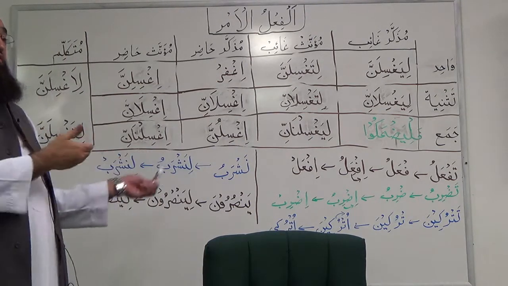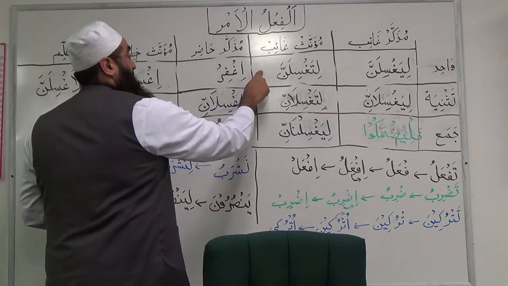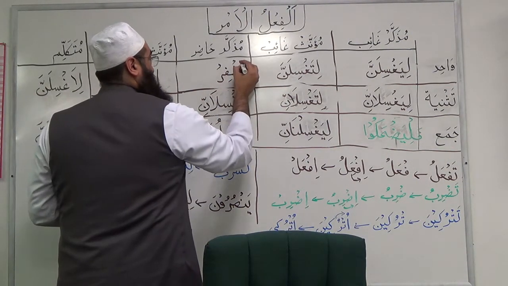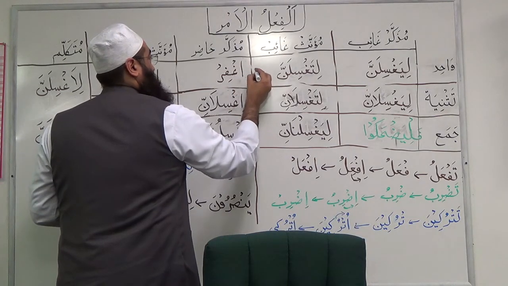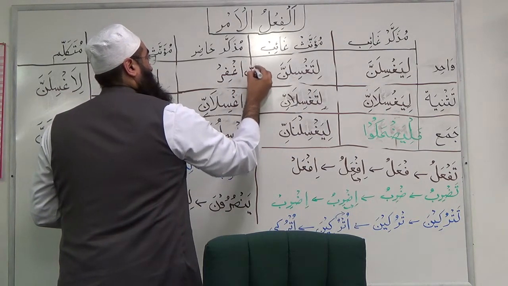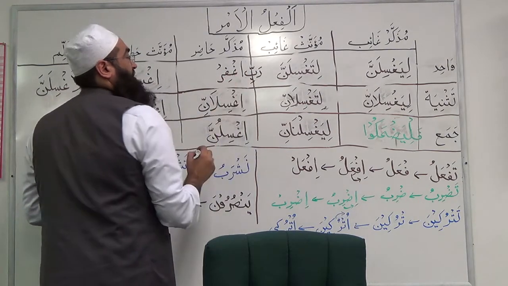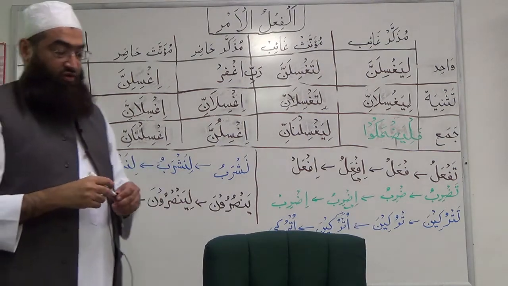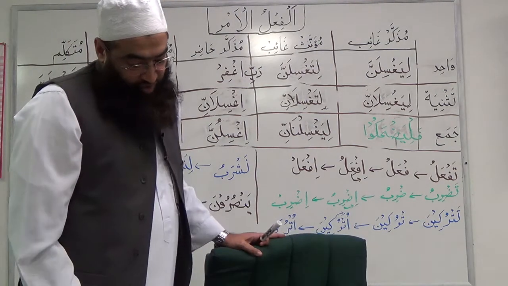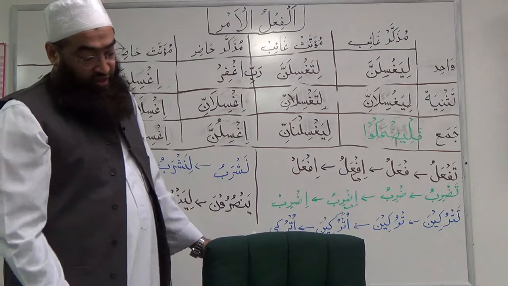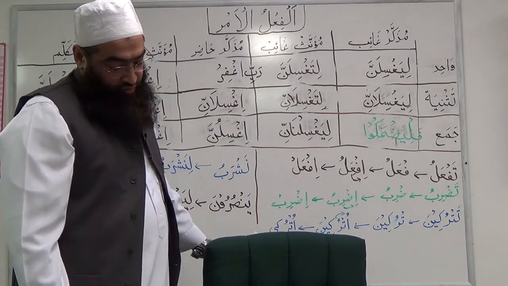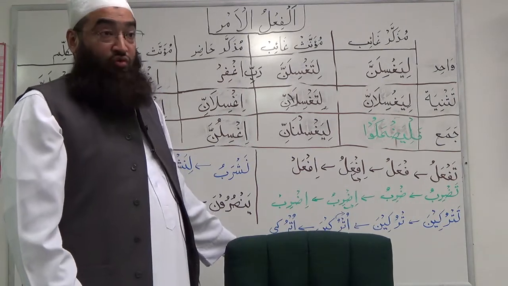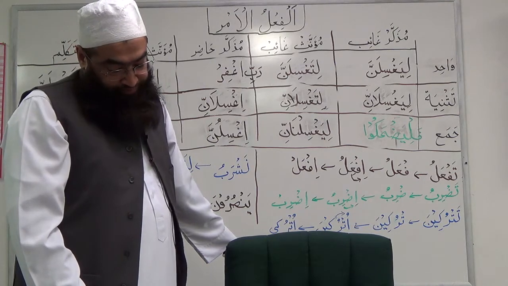Now, Rabbighfir, because there's a Rab and the Ba has a kasra, so this alif drops. Even though it'll be written there, it will be pronounced like this: Rabbigh. So the Ba will go straight to the Ghain. Rabbighfirli. It will still be written there because we know it's amr. Rabbighfirli waliwalidayya waliman dakhala bayti mu'mina walilmu'minina walmu'minat wala tazid adh-dhalimina illa tabara. This is Surah Nuh, 71st surah of the Quran.